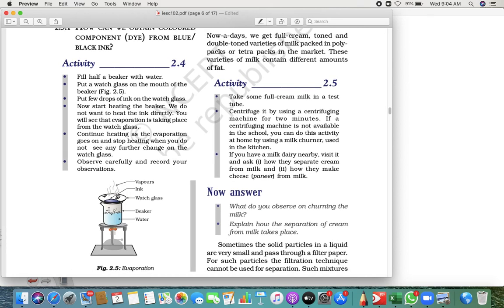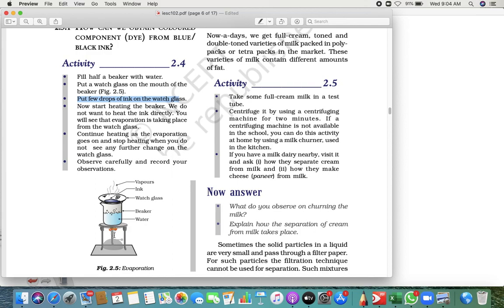See, they have taken a beaker, right? Fill the beaker with water. Watch glass. Now a watch glass is not like the glass you are watching, it's the one which is at the top here. This is the watch glass. It's like a saucer kind of thing, a cup and a saucer, but it is made of glass. Over there you put ink, a few drops of ink into the watch glass. So you are pouring some ink into the watch glass.